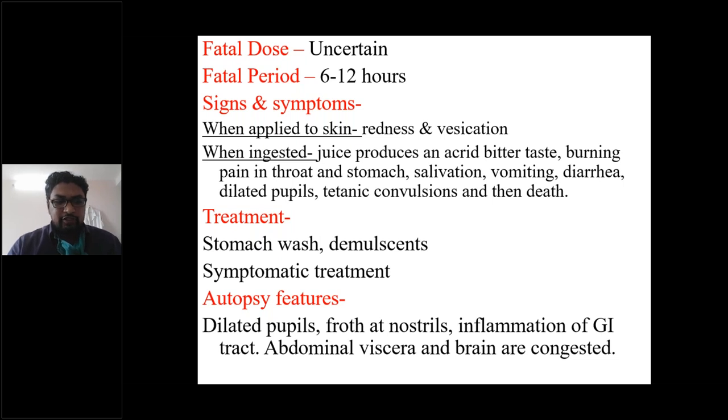What are the autopsy features? We know that dilated pupil is one feature. Froth can be present at the nostril, and then there is inflammation of the GI tract, and the viscera and brain are congested. So all the viscera, all the internal organs are congested. Of course, it is a universal finding. So most of the time in any poisoning, most of the organs are congested.